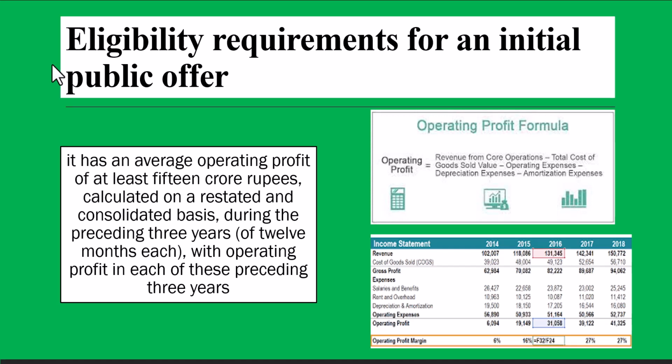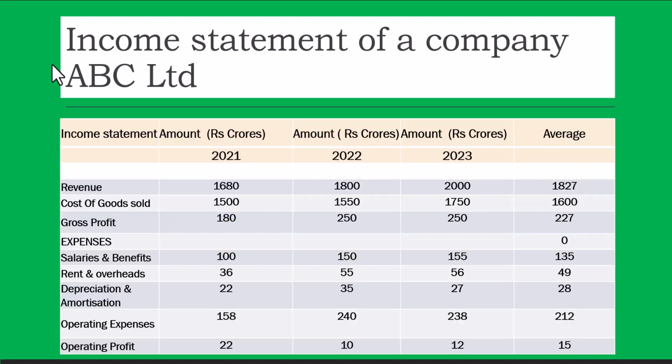So if the company is still making a profit, that means the company is making a profit by selling their goods and services to the customers. So that is called the operating margin. I'll give you an example here. This is an income statement which has the revenue for 3 years, and the average is also calculated. The company has a revenue of 1680 crores in 2021, and then it goes to 2000 in 2023, and the average is 1827 crores.